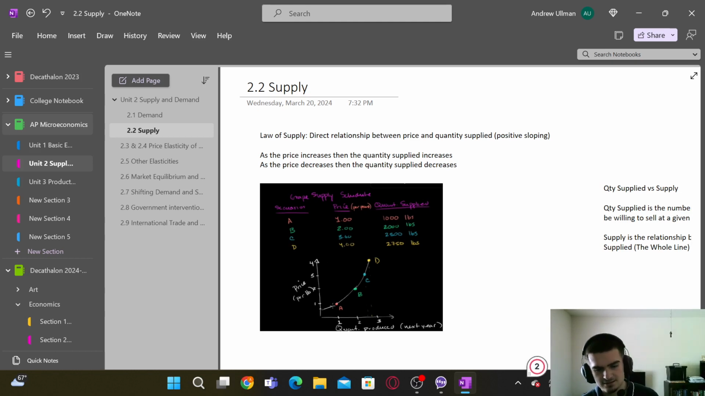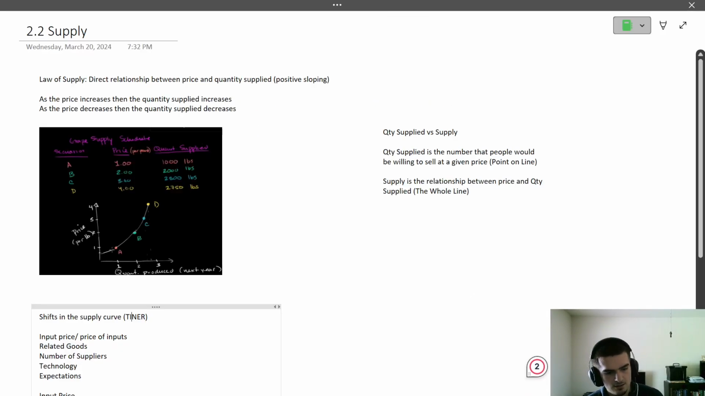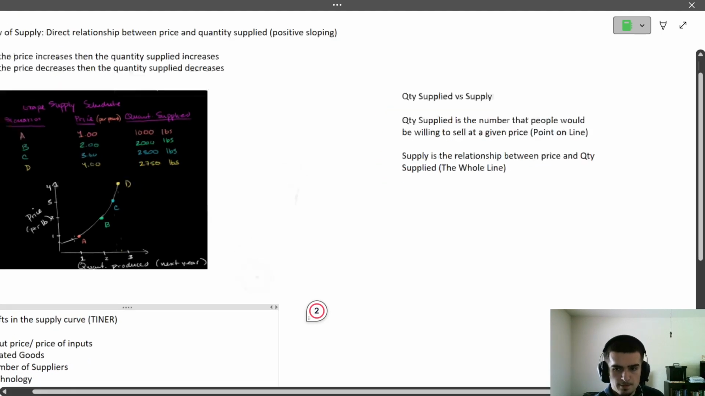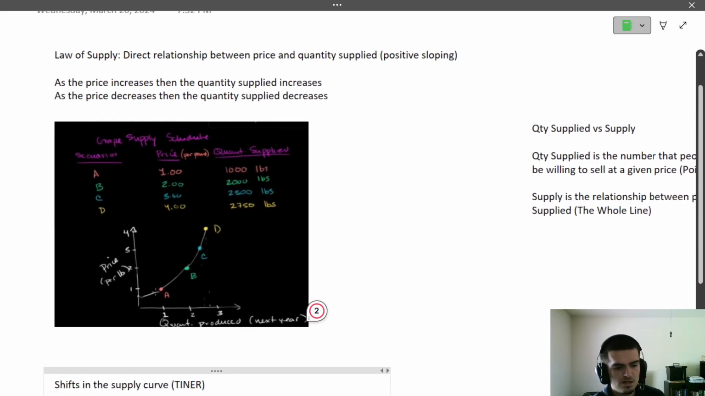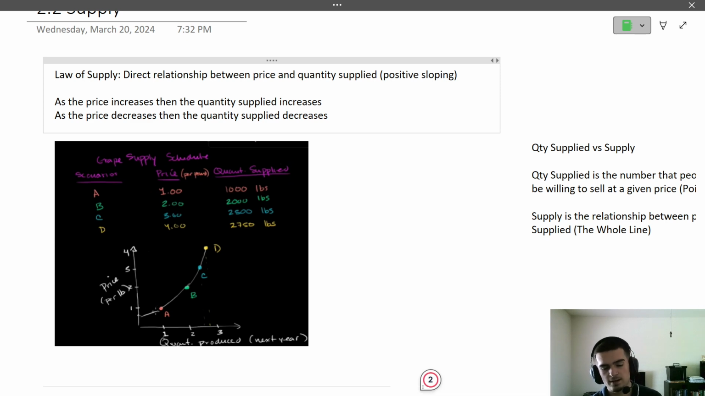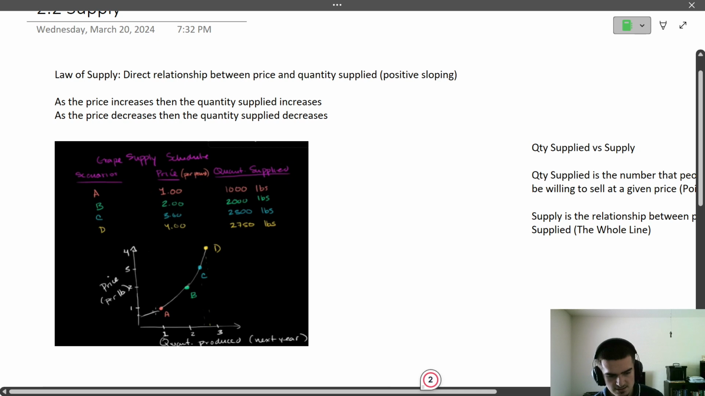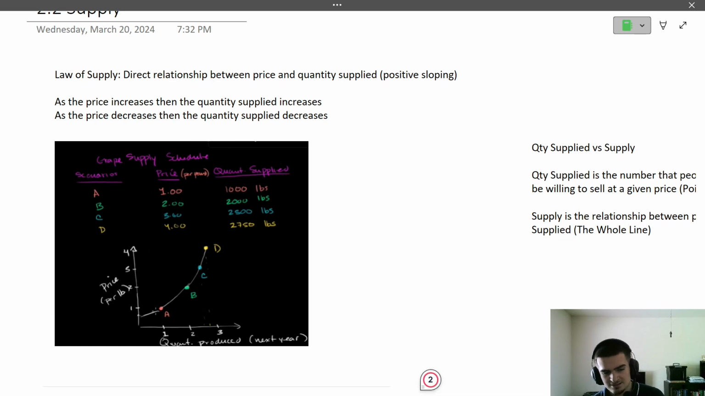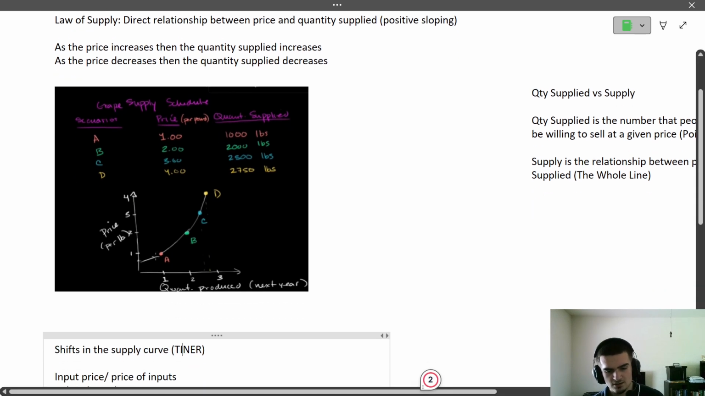Next is supply. Law of supply is a direct relationship between price and quantity supplied. This makes it positive sloping because as the price increases, the quantity supplied of a good increases. And as the price decreases, the quantity supplied decreases.